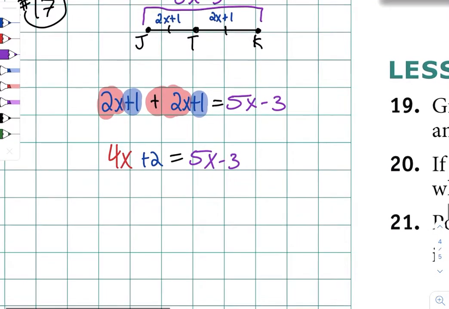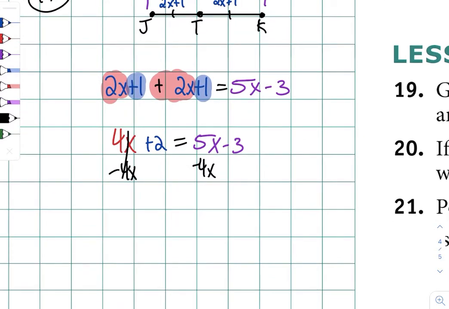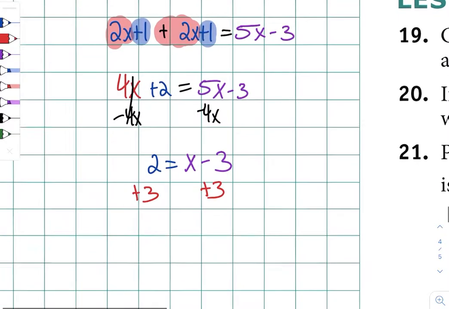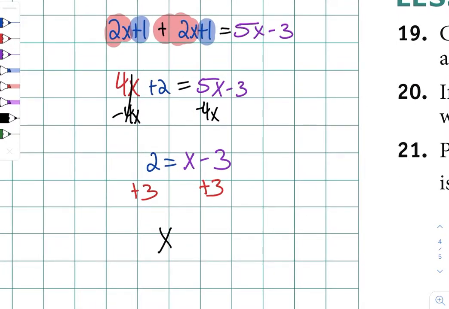Again, I then am going to get the x's on one side, so I could subtract 4x on both sides. That'll turn to 0 on the left, which will leave us with just that positive 2. And on the right, 5x minus 4x is 1x, or just x, and then that minus 3 didn't change, so I can go ahead and add that to the other side, and that gives me x equals 5.